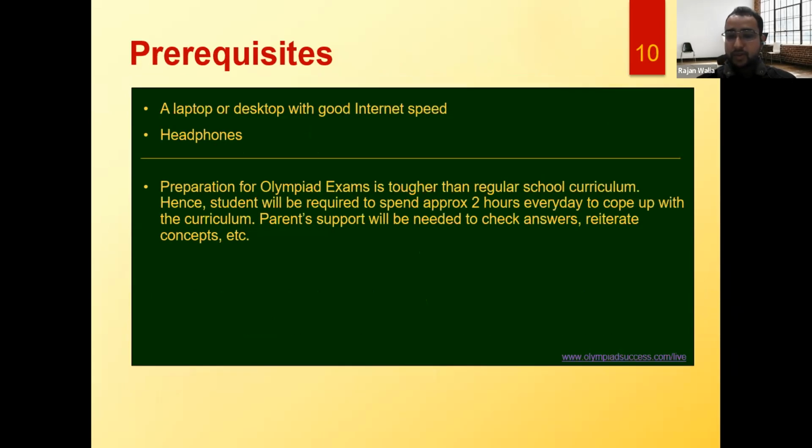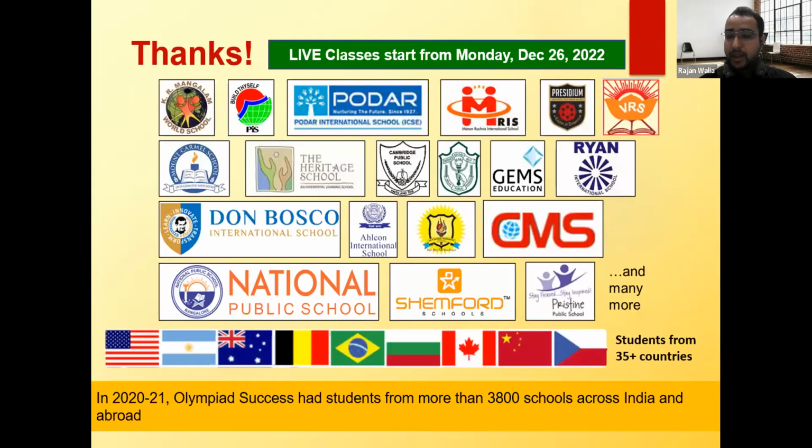Now, to join this course, you need a laptop with good internet speed. And students, as you already appeared in the level 1 exam, you know for the Olympiad exam, you need to work harder. So you need to spend approximately 2-3 hours every day to cope up with the curriculum and solving the problems. Now the live classes for this course are going to start from 26th of December. Currently we have students from 3800 schools, and we are catering in 35 plus countries. So this is about this course, students.